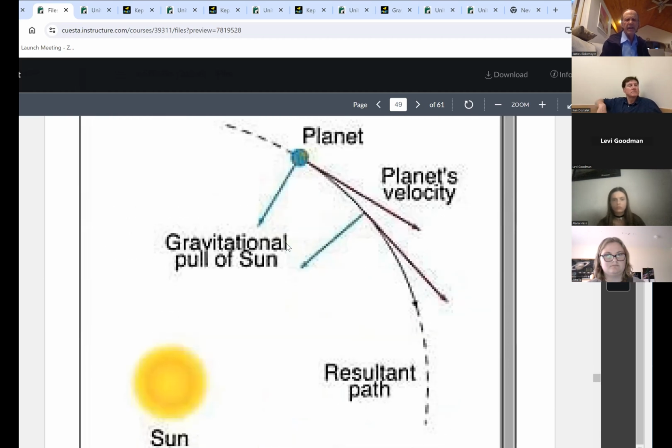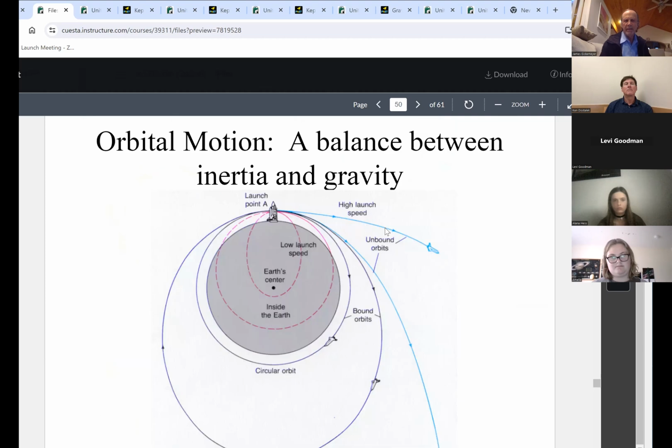And so the idea with orbital motion is that you have a balance between the gravity force, which is pulling in, and the natural tendency of an object to want to travel in a straight line. And so those two effects tend to compensate for each other when one object is in orbit around another. So you have the gravity force here, you've got the planet's velocity in a sideways direction. And so what causes the orbital motion essentially is a balance between what we call inertia and gravity.